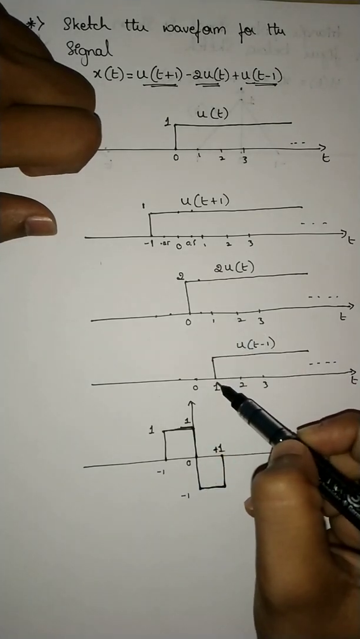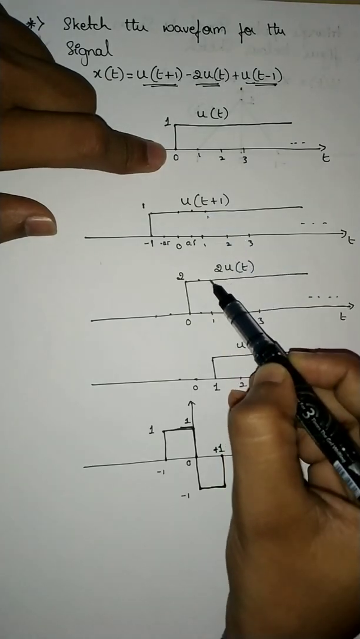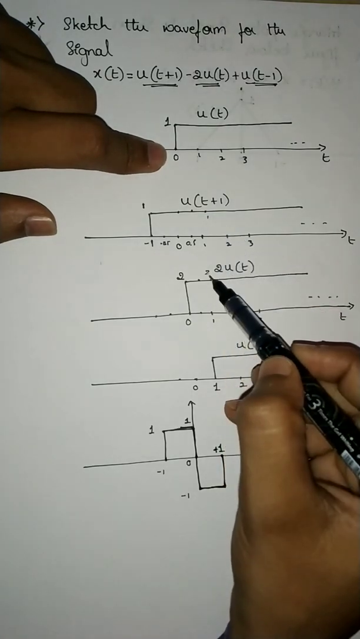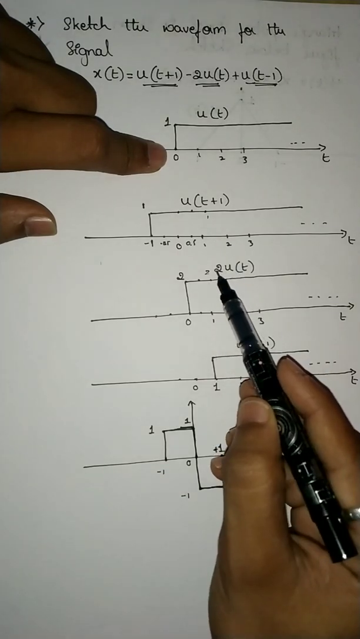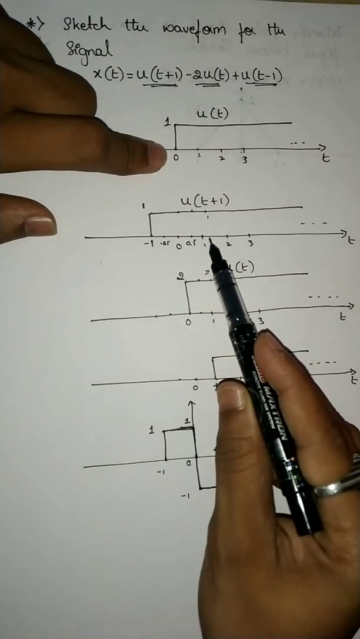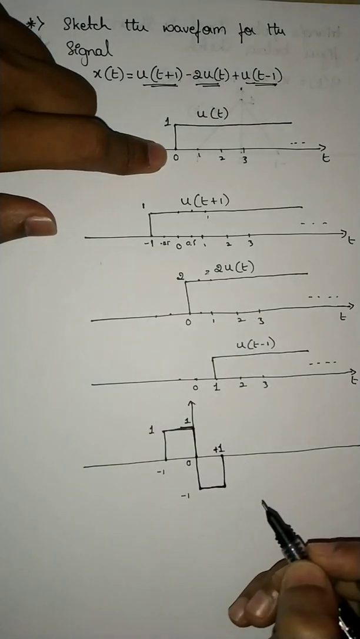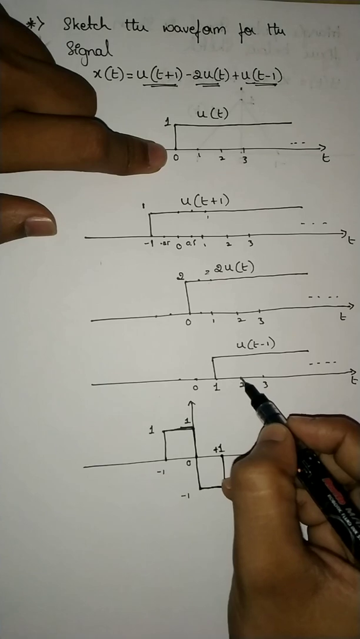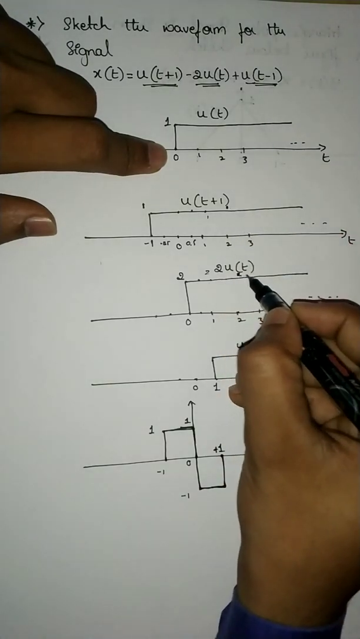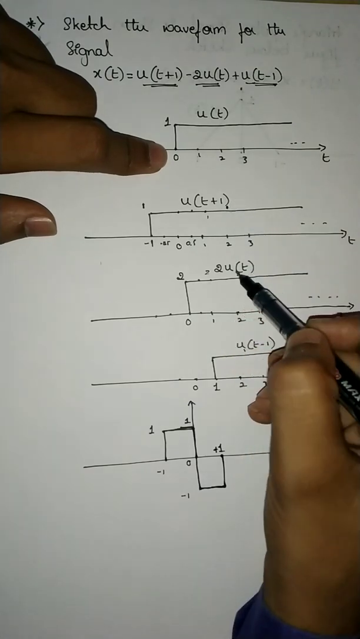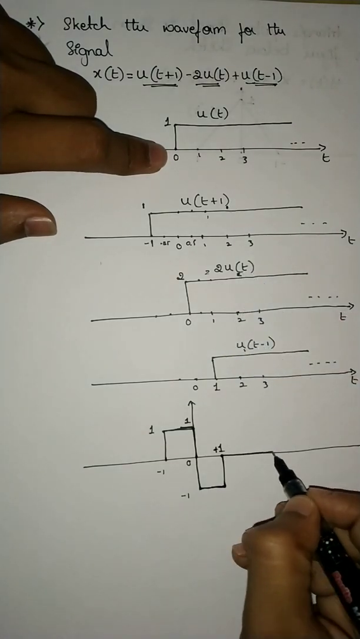After t is equal to 1, at t is equal to 1, here we are having amplitude as 1, here we are having amplitude as 2. 1 minus 2 is minus 1, and at 1 here it is 1. 1 minus 2 plus 1. 1 minus 2 is minus 1, plus 1 is 0. So we got at t is equal to 1 as 0. And at t is equal to 2, 1, 2, 1. 1 minus 2 is minus 1, plus 1 is 0, and it keeps on going.